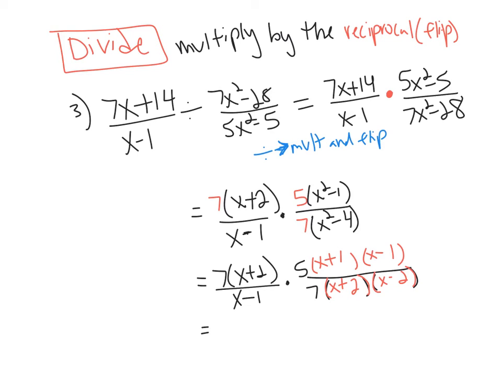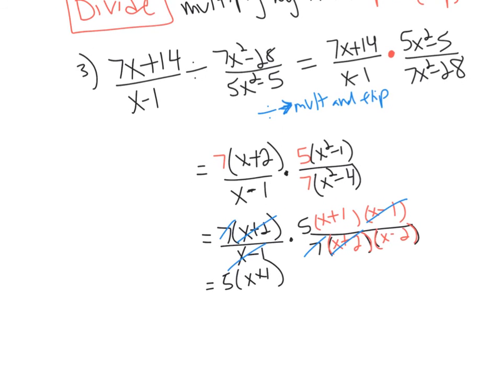We can see if we can simplify. If I have a number on the top and the bottom, they can cancel. So if we go through here, I got a 7 on the top, 7 on the bottom. I have an x plus 2 on the top, an x plus 2 on the bottom, and x minus 1 on top, and an x minus 1 on bottom. So what are we left with? We're left with 5, parenthesis, x plus 1, all of that divided by x minus 2. And if we want to distribute that out, we will get 5x plus 5 divided by x minus 2.